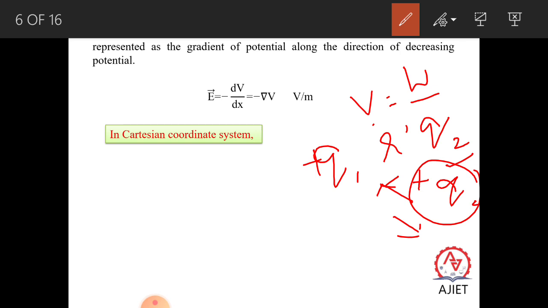Generally electrostatic potential is measured in terms of volt, and you know the dimension is M to the 1, L square, T to the power minus 3, A to the power minus 1.